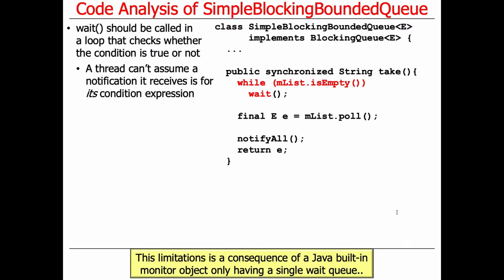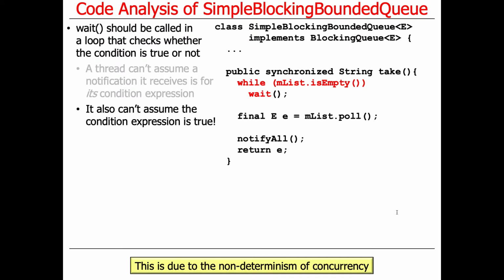And this is really, in the context of Java built-in monitor objects, because you only have a single wait queue, you're going to be awakened an awful lot of times. You're going to be awakened when someone puts stuff in the queue. Everybody's going to wake up. You're going to be awakened when someone takes something out of the queue. Everybody's going to be woken up. And most of the time, it's not about something you actually care about. So using loops is really, really important for built-in monitor objects in many cases.